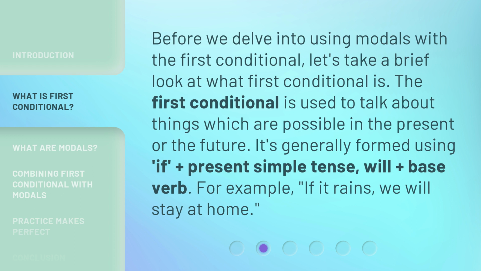Before we delve into using modals with the first conditional, let's take a brief look at what the first conditional is. The first conditional is used to talk about things which are possible in the present or the future. It's generally formed using if plus present simple tense, will plus base verb. For example, if it rains, we will stay at home.